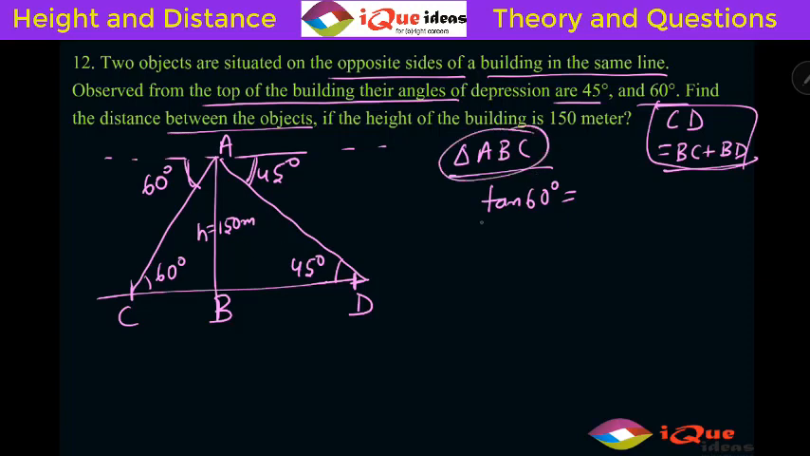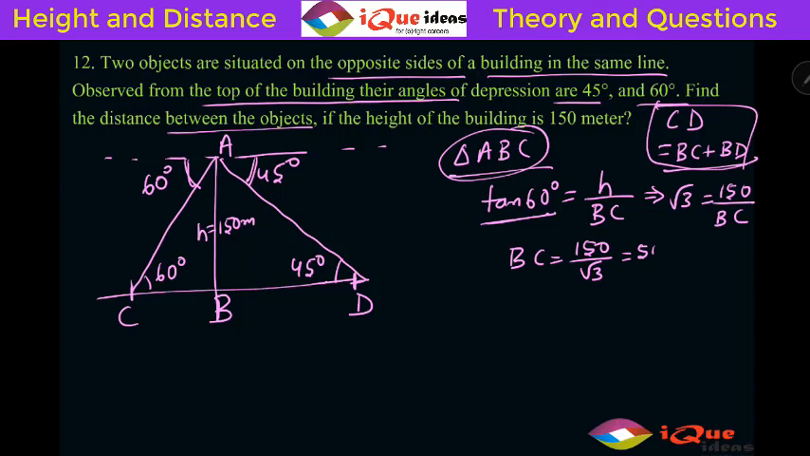In the triangle ABC, tan 60 degrees, opposite to 60 it is H, divided by the adjacent side, that is BC. All right, now tan 60 degrees is root 3. So we have root 3 equal to 150 divided by BC. So from here we get BC equal to 150 by root 3. 150 is 50 into 3, divided by root 3. So it is equal to 50 root 3 meters, as we had done in the earlier case also.